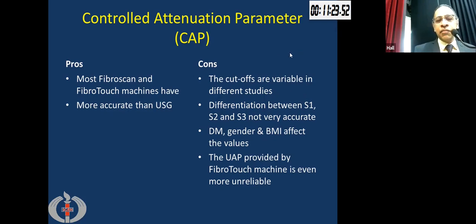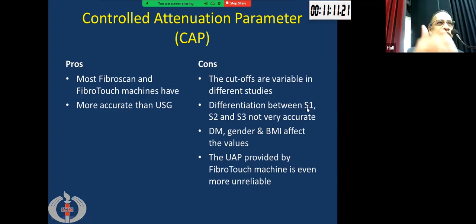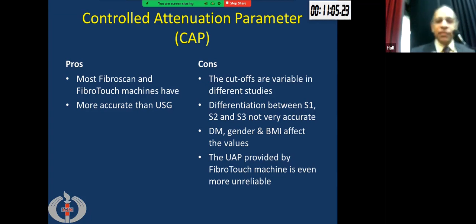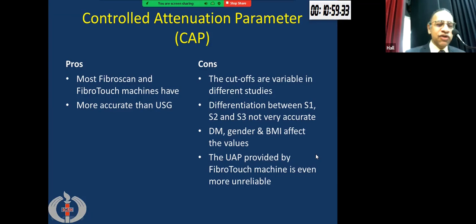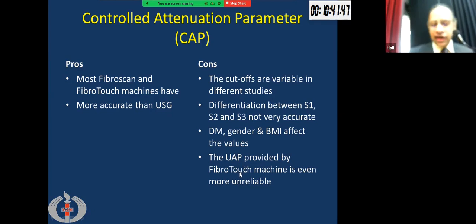But the cons are that the cutoffs for various grades of fat are very variable and are different in different studies. And the differentiation between S1, S2, and S3, which I told you about earlier, is not very accurate. So it may be better to rule out and rule in rather than exactly differentiating. Then when the patient already has diabetes, and there's sex difference and BMI, all these affect the values of CAP. And the cheaper version of the FibroScan, the Fibro Touch machine, which has UAP or ultrasound attenuation parameter, is even more unreliable.